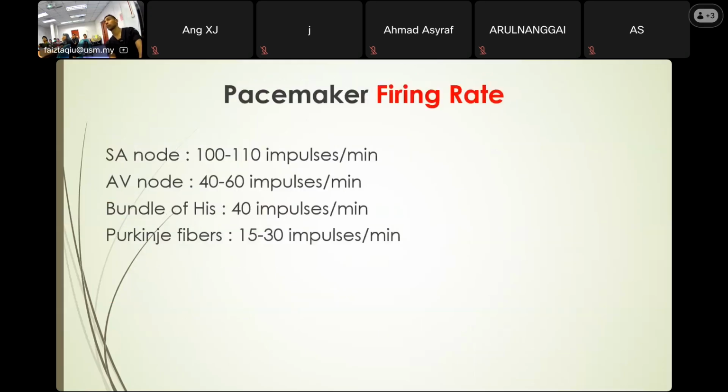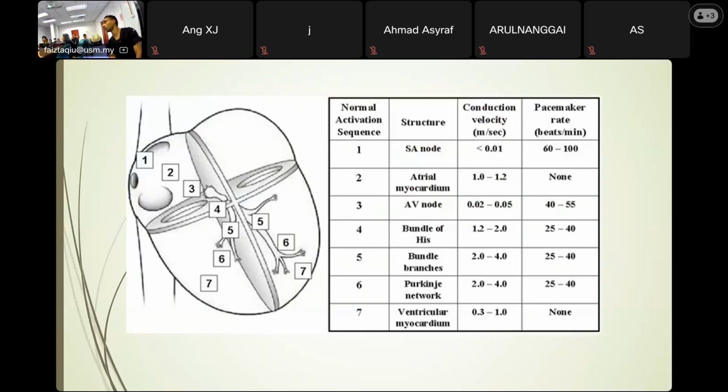Okay. Go back to the table. Can you just summarize from this table? Which one has the fastest conduction velocity? Fastest would be Purkinje, either the bundle branch or the Purkinje. Mana yang lebih cepat? Conduction velocity. Purkinje fiber? All right. Purkinje. Right. It's about the bundle branch and Purkinje. Okay, the rate is about that.